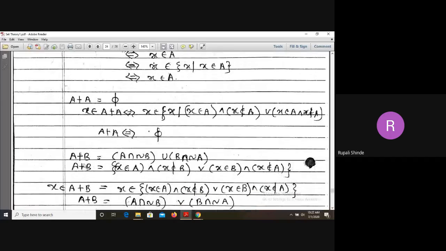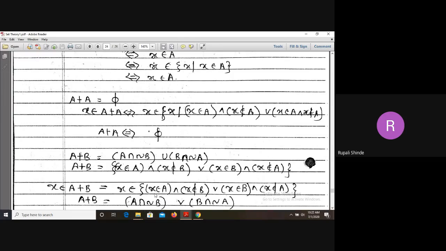Now the next one is A plus B. Here we have to prove A plus B is equal to A intersection negation B union B intersection negation A. Again, we have to consider any element X that belongs to A plus B. Now take this part X belongs to as it is. Now apply the definition for A plus B. A plus B means what? The element which belongs to A and does not belong to B, or an element which belongs to B and does not belong to A.